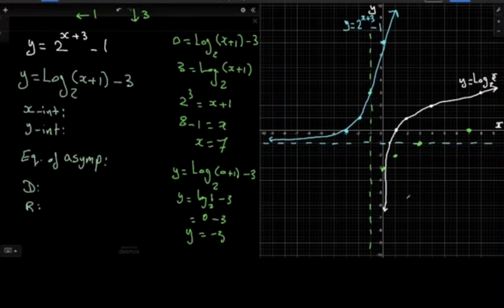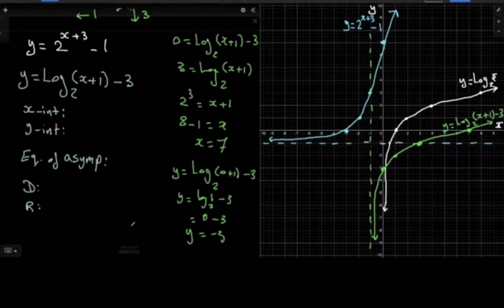Again, we're just going to connect these points. We're going to get very close to the asymptote. Wow, I'm very impressed with myself today. I could make a straight line with this pen here, which is very shaky, and it looks nice and smooth. And therefore, this is the graph of the equation y equals log base 2 of x plus 1, minus 3.